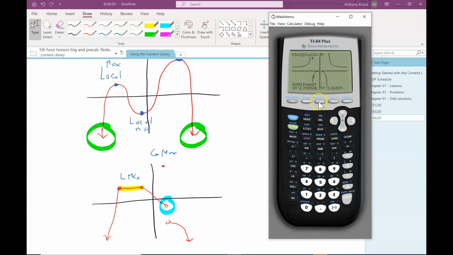I'll press enter. Now the question says right bound. So I'll just move my cursor now to the right of where I think that maximum is. Anywhere to the right of it is fine. Press enter. And then it asks for a guess. Here's the thing about the guess. Doesn't really make it go any faster.